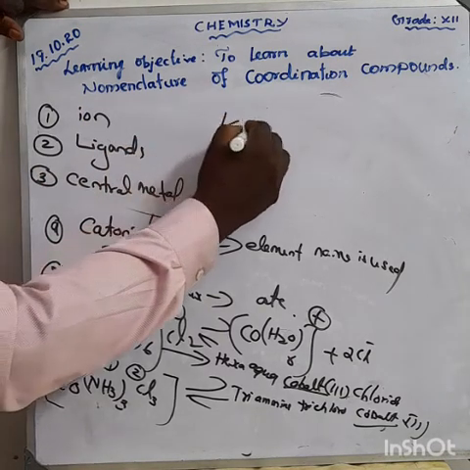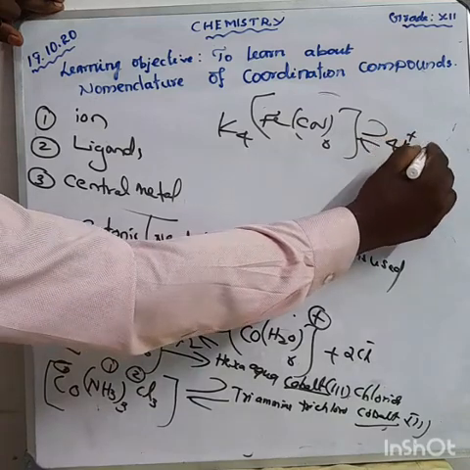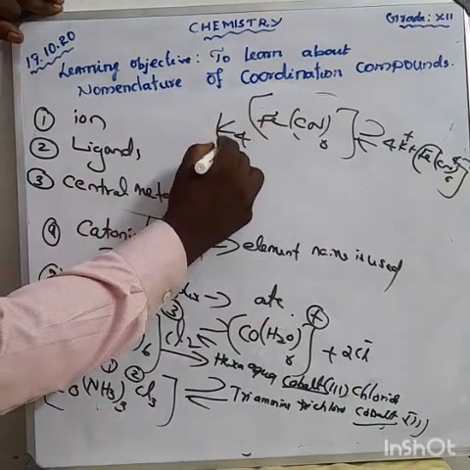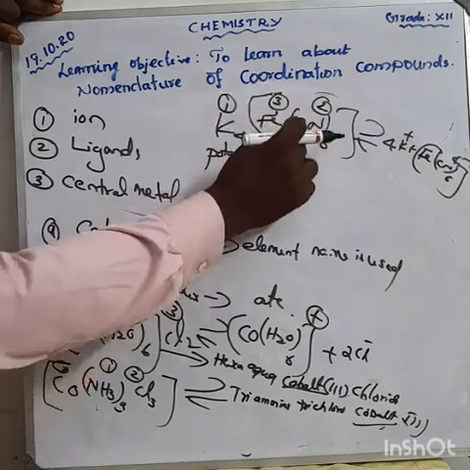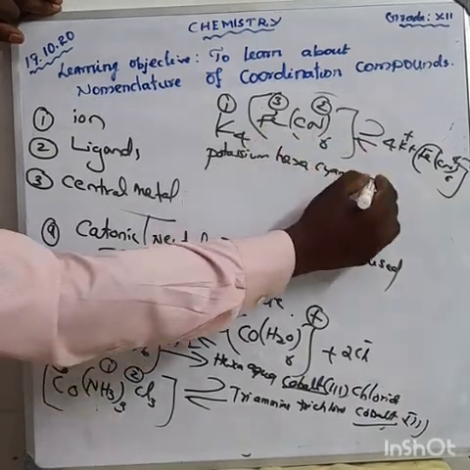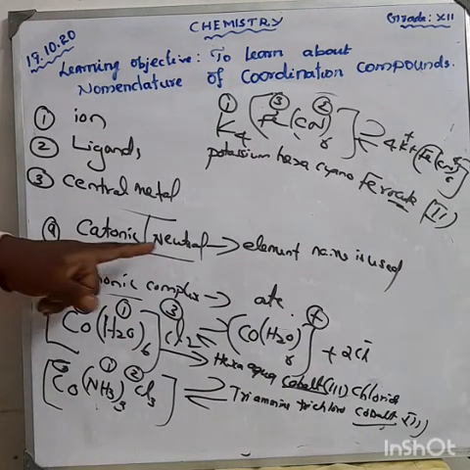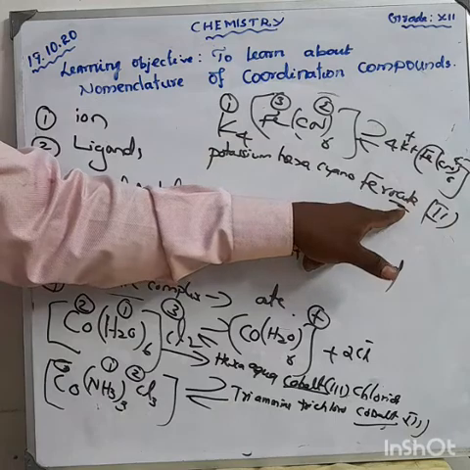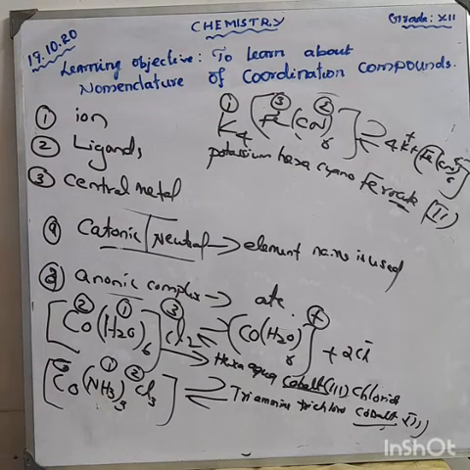For example, K4[Fe(CN)6]. Can you say which complex this is? 4K+ and [Fe(CN)6]4-. Am I right? Here, how can you say the name? First, potassium, then the ligands. Hexacyano, we can use, no problem. Then ferrate(II). Clear? That means for an anionic complex, you should write -ate, but for a cationic or neutral complex, you should write the element name.